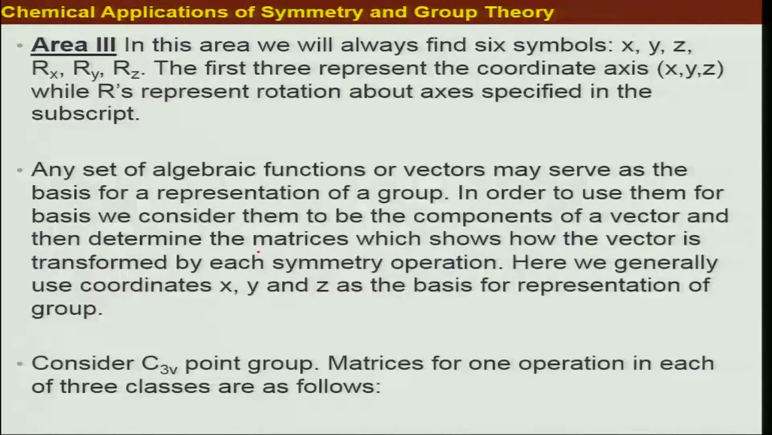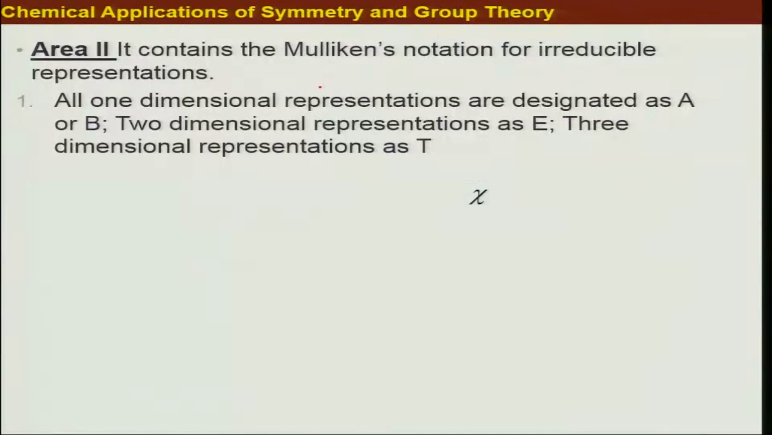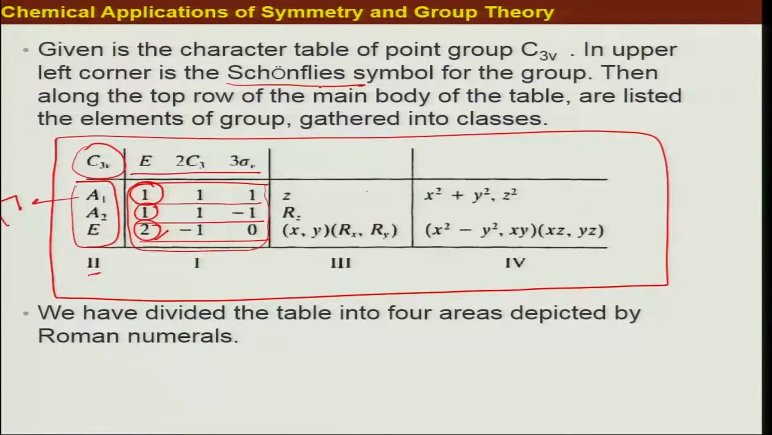Next, we look at area 3. So, area 3, if you look at, what do we have? We have 6 different symbols. Okay, so let us have a look at area 3. So, this is the region I am talking about. So, we have total 6 symbols, 1, 2, 3, 4, 5, 6. So, x, y, z and rx, ry, rz.